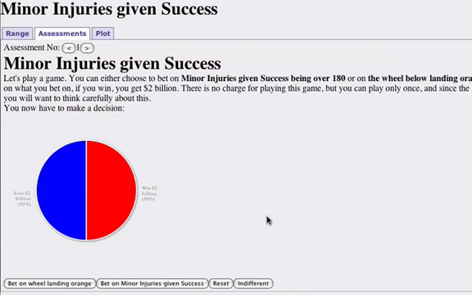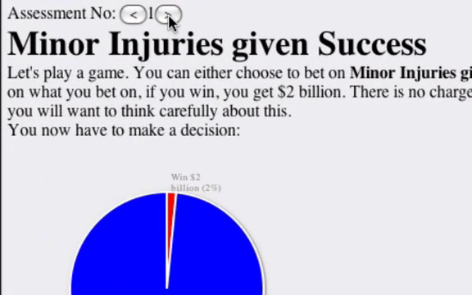The game this time is I can either choose to bet on minor injuries given success being over 180 or on the wheel below landing orange. Now, if the program is successful, what do I think the minor injuries are going to be around? I don't think it's really going to be even close to 180. So I would bet on orange, orange, orange, orange, orange. Okay, something like this. At this point, I'm indifferent.